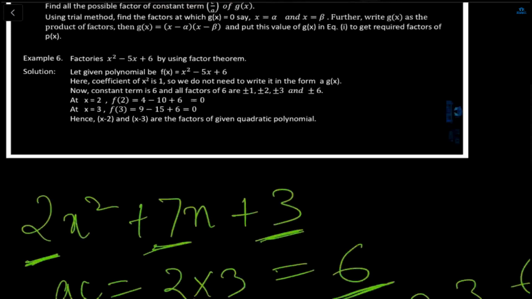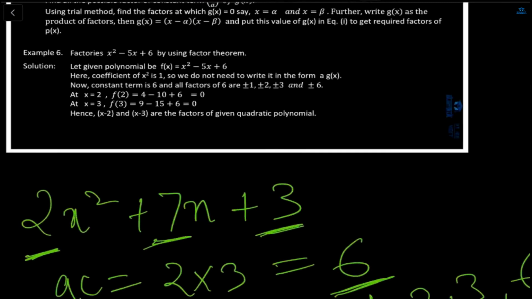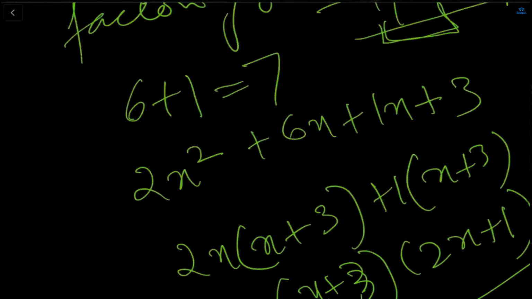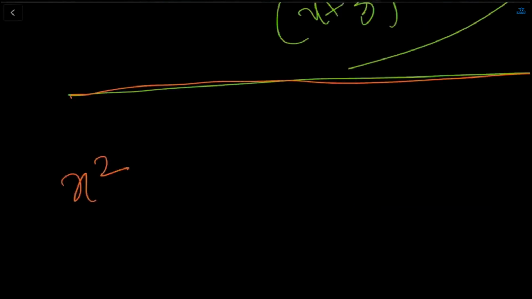Now here, example number 6, x square minus 5x plus 6. This is an easy one because the coefficient of x square is 1, so you need not divide it. The question is to factorize x square minus 5x plus 6, a quadratic polynomial. Since the coefficient of x square is already 1, we need not divide it.